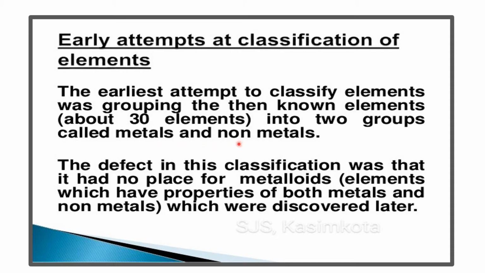When he classified them into only two groups as metals and non-metals, this created a defect. The defect in this classification was that it had no place for metalloids. Metalloids are the elements which have the properties of both metals and non-metals. So Lavoisier's classification has not given any place to metalloids.